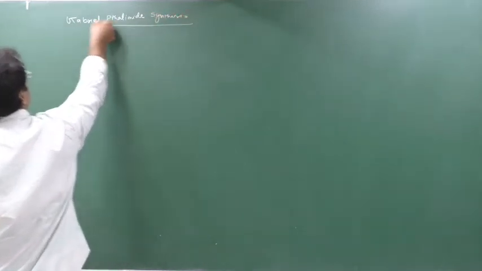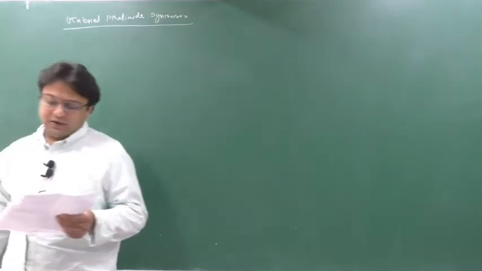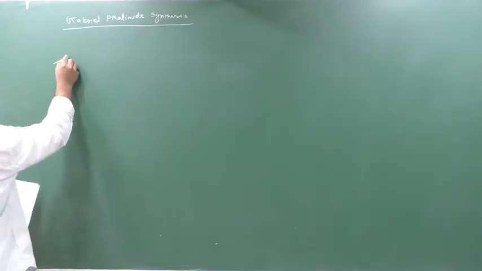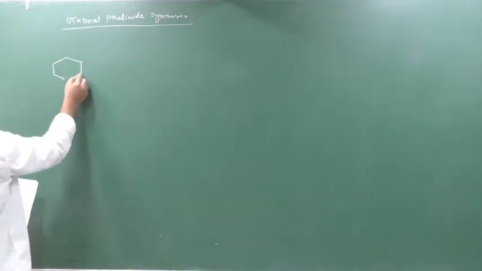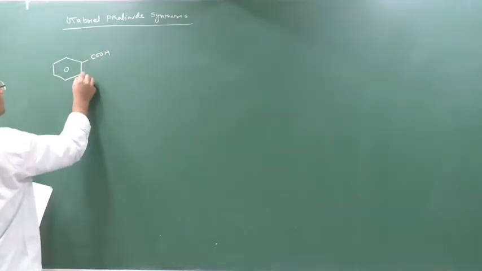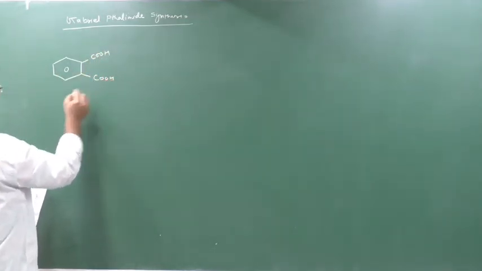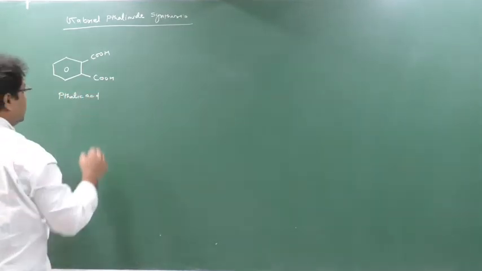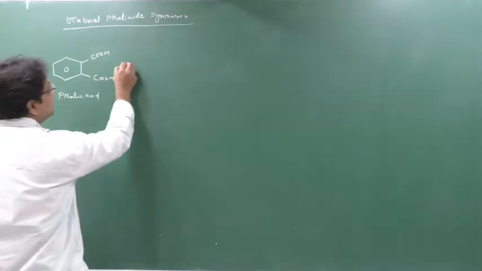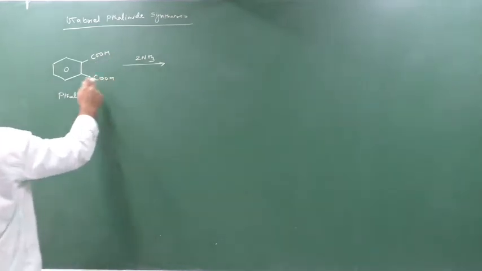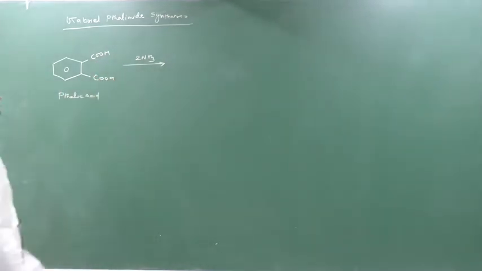Clear? So here we are using phthalimide. First we will know what we mean by phthalimide. You know, in carboxylic acids, aldehydes and ketones, sir would have told you about phthalic acid. This is phthalic acid. If it reacts with 2 moles of ammonia, why 2 moles of ammonia? Because there are 2 carboxylic acid groups. So you will obtain phthalamide.